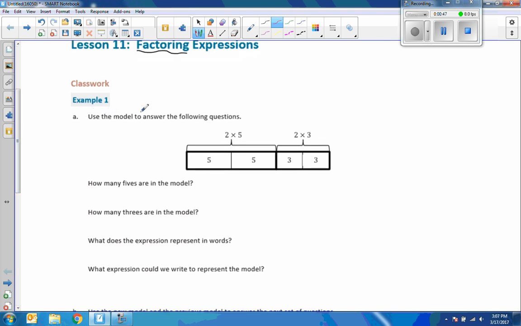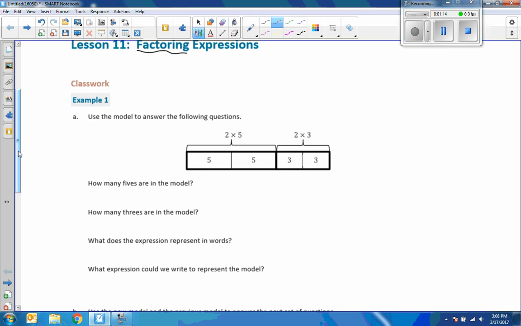Example 1. Use the model to answer the following questions. So we have a rectangle with a value of 5. We have another rectangle with a value of 5. So there are two rectangles of 5, or 2 times 5. There's a rectangle with a value of 3, and another one with a value of 3. So there are two rectangles with a value of 3. So they're saying the 3 is represented 2 times, or 2 times 3 is 6.